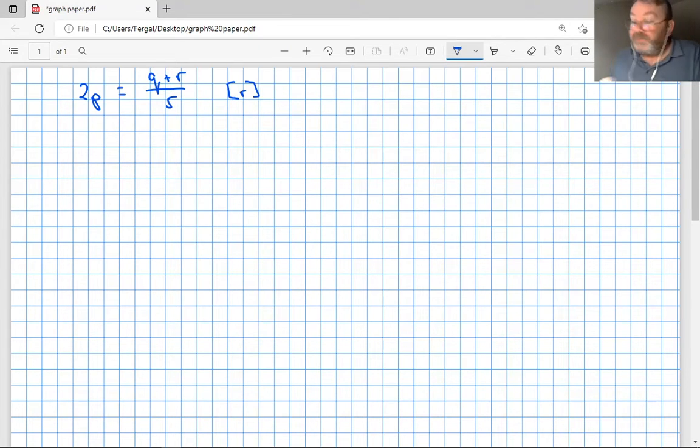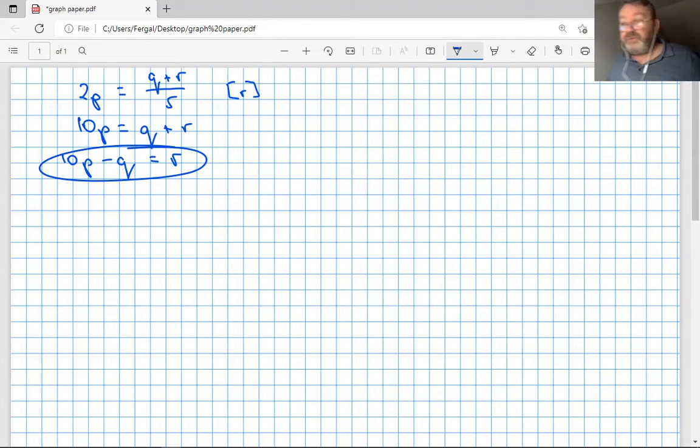Okay, step number 1, clear your fractions. If you have a fraction, it has to go. You don't work with them. So that means I'm going to multiply both sides of this particular equation by 5, and that will give me 10p is equal to q plus r. And because I want r, I just have to take q away from both sides. So 10p minus q is equal to r. And that's the rearranged equation.